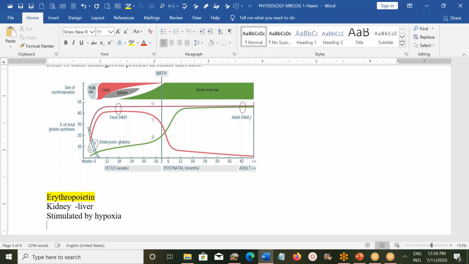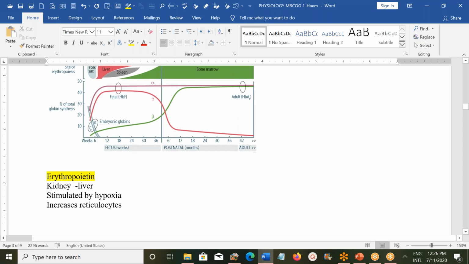It will stimulate RBC production by stimulating the formation of proerythroblasts, and it will cause an increase in the level of reticulocytes. So these are the basic things: it is going to increase reticulocytes. The uses we will talk about later. That is the benefit of this protein.